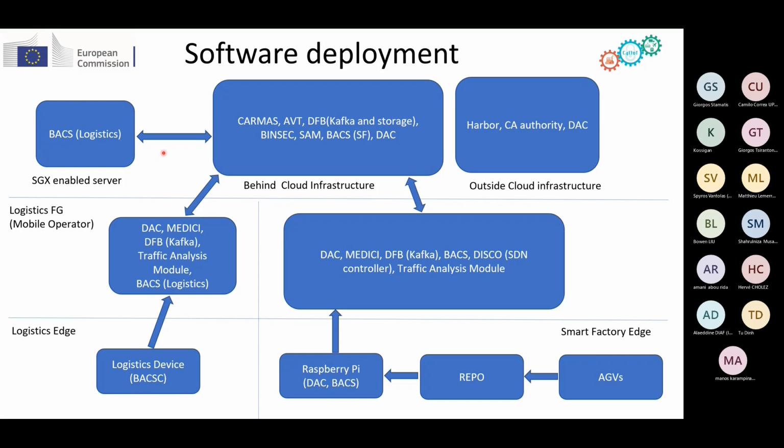What I wanted to add, in comparison to what you saw in the morning between the different layers and levels, is that this is a representation based mostly on the layers, meaning the edge, the field gateway, and the cloud. And the levels, since there are components which exist in more than one level, such as the Decentralized Access Control and the Data Fusion Bus, so that's why they're repeated many times in this slide.